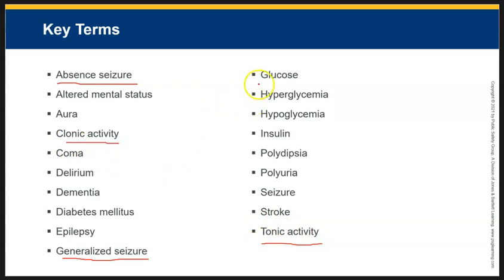For diabetic patients, we'll look at glucose and insulin and their role and possibly hyperglycemia and hypoglycemia resulting from the interaction of those two chemicals. We'll also consider the symptoms that might appear with a diabetic emergency, such as polydipsia and polyuria.